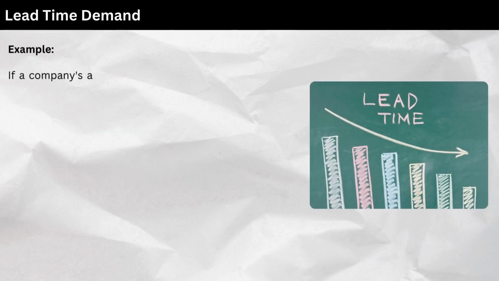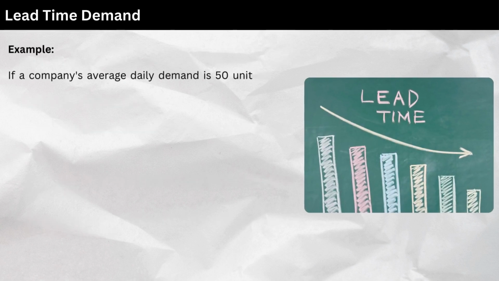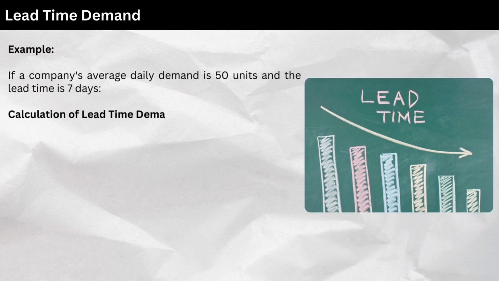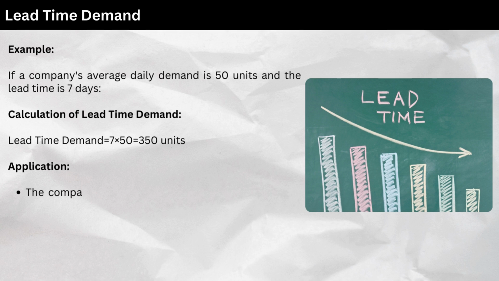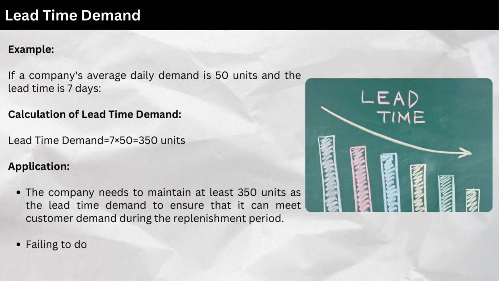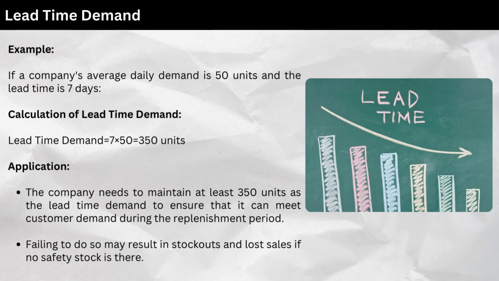Example, if a company's average daily demand is 50 units and the lead time is 7 days. Calculation of lead time demand. Lead time demand equals 7 times 50 equals 350 units. Application. The company needs to maintain at least 350 units as the lead time demand to ensure that it can meet customer demand during the replenishment period. Failing to do so may result in stockouts and lost sales if no safety stock is there.